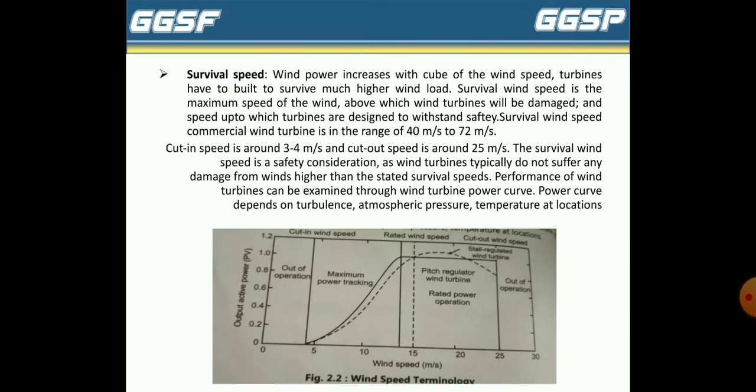Survival speed. Wind power increases with the cube of wind speed, so turbines have to be built to survive much higher wind load. Survival wind speed is the maximum wind speed above which wind turbines will be damaged, and the speed up to which turbines are designed to withstand safely. Survival wind speed, commercial wind speed is in the range of 40 to 72.